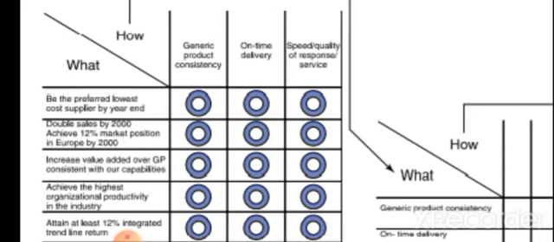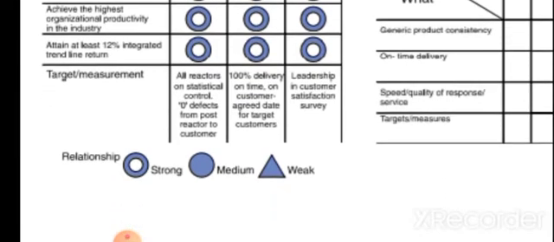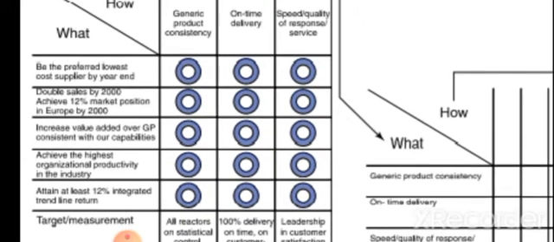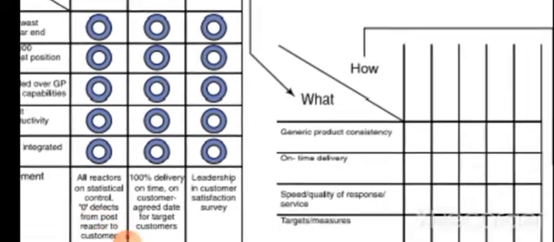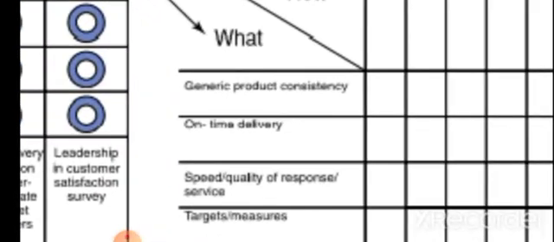Genetic, product consistency, on-time delivery, speed, quality of response service. Sumo na ijang na-identify. Karon, ijang gi-measure according to strong, medium, or weak. Sumo na ang result. Mo ni ang result sa measurement. Ang next table now, what happens?